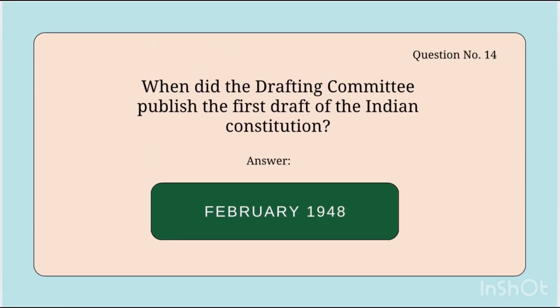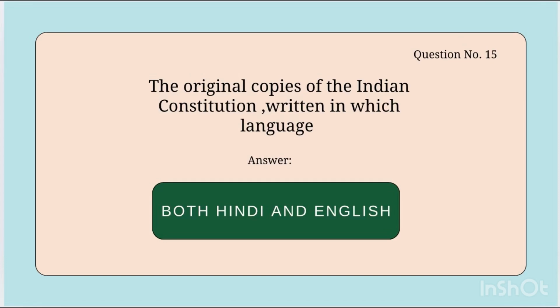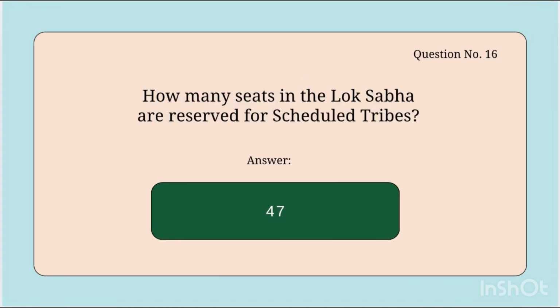Next question, when did the drafting committee publish the first draft of the Indian Constitution? So it was published in February 1948. The next question, the original copies of the Indian Constitution were written in which language? So the Indian Constitution was written in both Hindi and English languages. The next question, how many seats in the Lok Sabha are reserved for the scheduled tribes? So it's 47. Before it was 41, so it increased to 47.